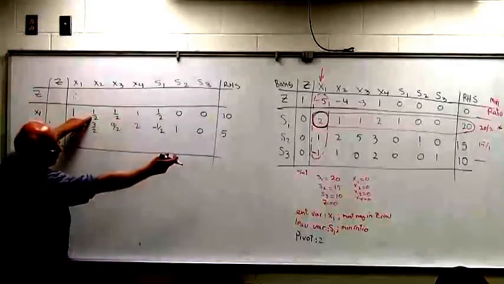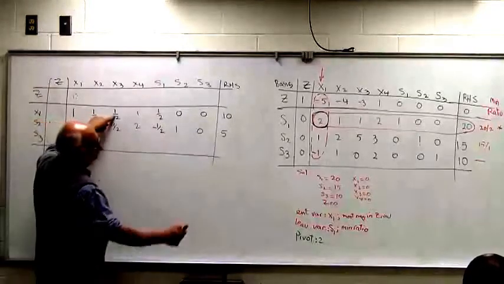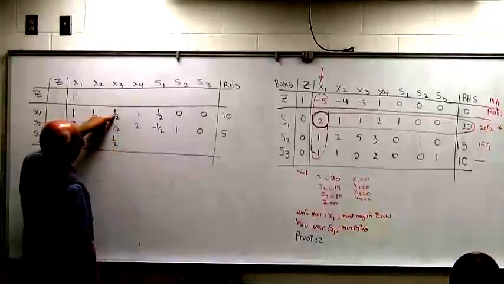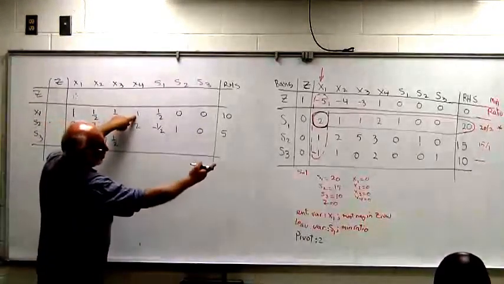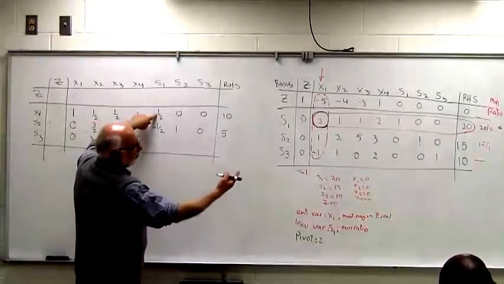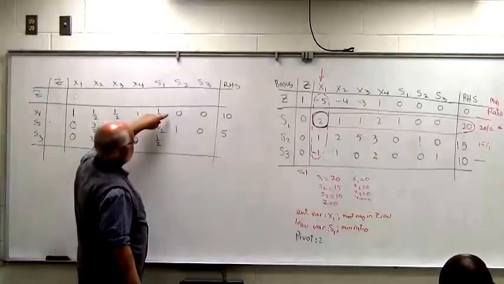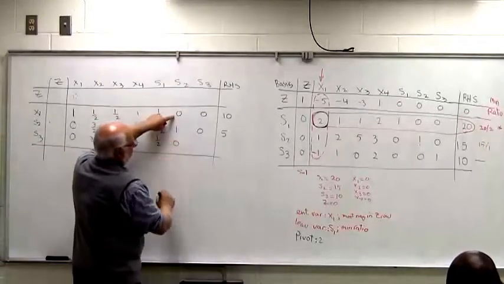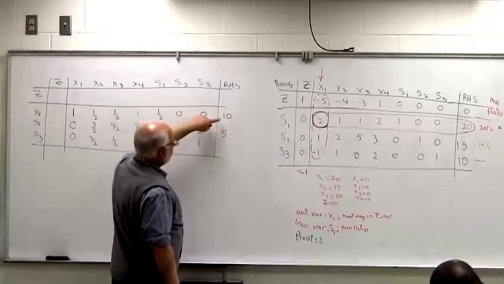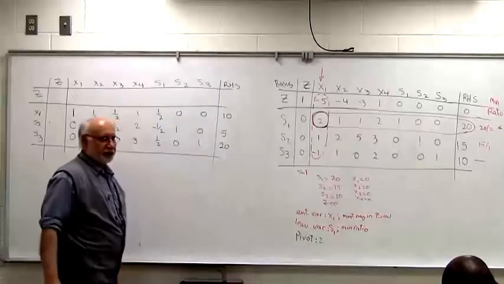So 1/2 plus 1 is 3/2. 1/2 plus 0 is 1/2, 1 plus 2 is 3, 1/2 plus 0 is 1/2, 0 plus 0 is 0, 0 plus 1 is 1, 10 plus 10 is 20.